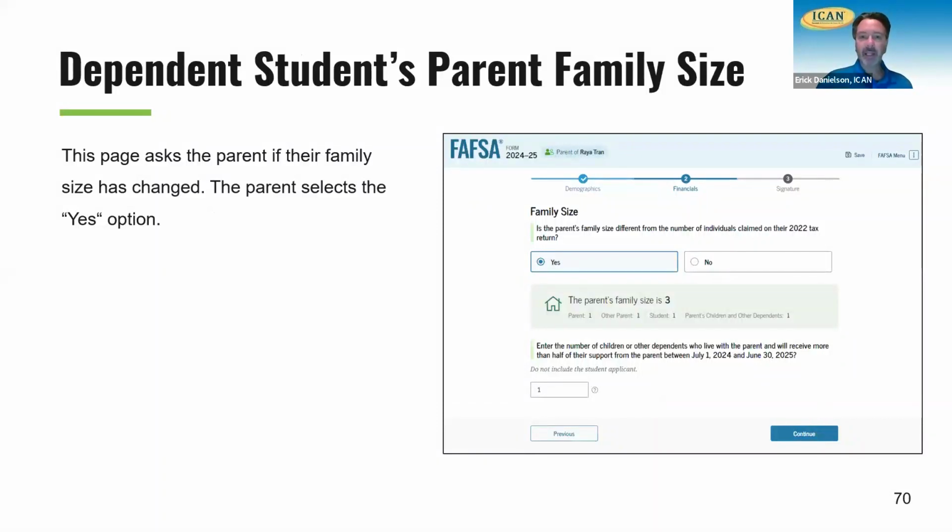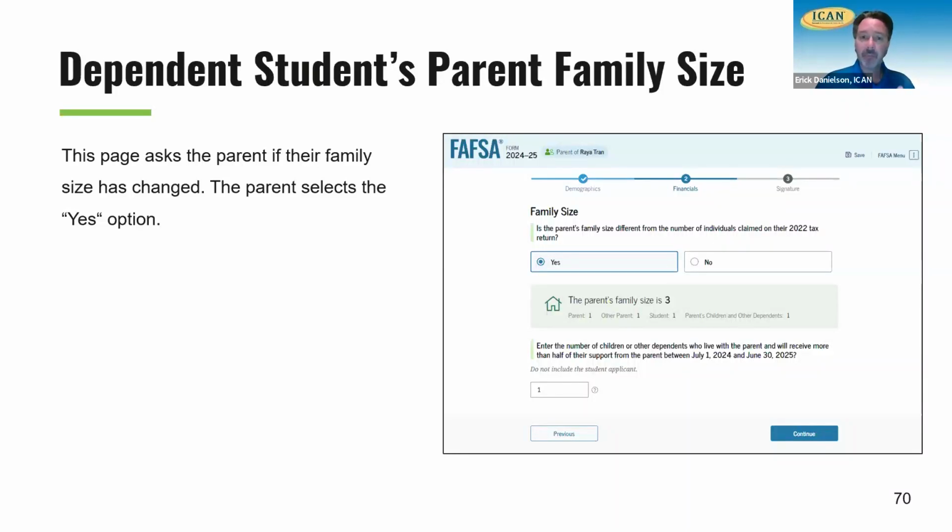Another question it will ask is whether the parents' family size is different from the number of individuals claimed on their 22 taxes. If no, you will just move on. If yes, then it's going to ask you to put down, besides the parent, the other parent, and the student, any other children or dependents. On here, we listed one down. So one, and then hit continue. If it's not different, though, then move on.